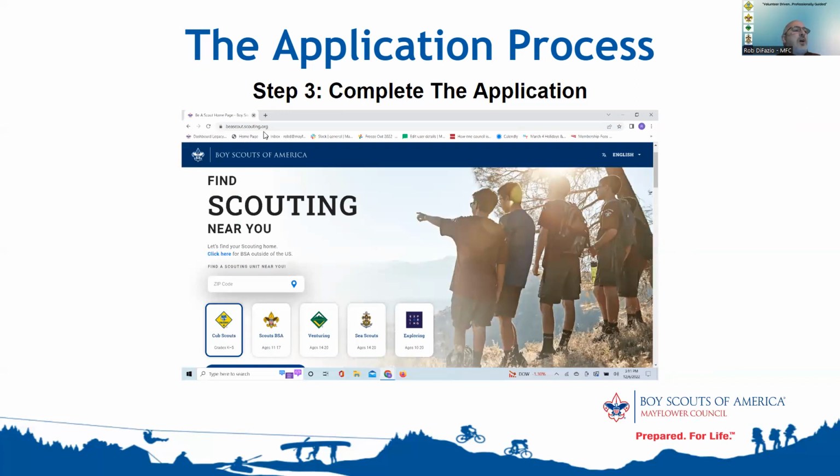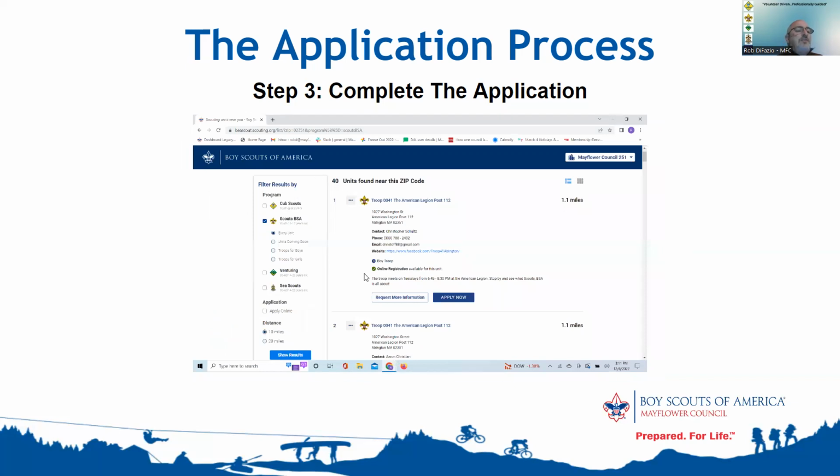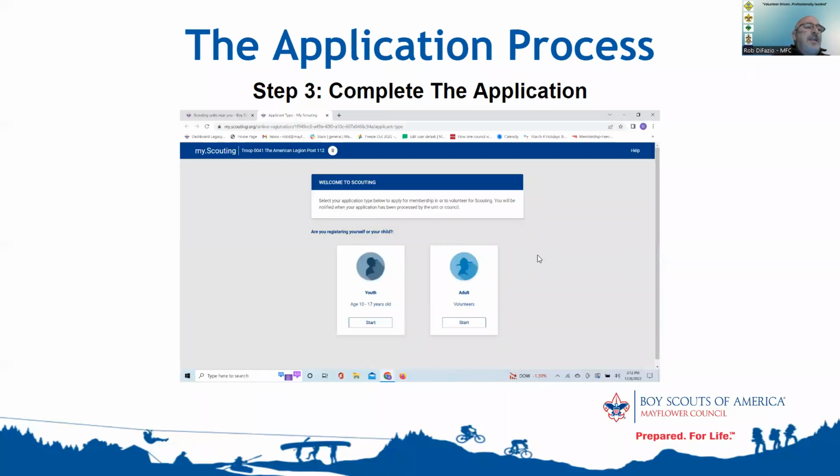They're going to go to beascout.org and enter their zip code and look for the unit that they're going to be applying for. When they do that, the units are going to come up and they're going to select the Apply Now button underneath the link for the unit they're going to be with. The next screen probably looks familiar if you've been helping out your youth with filling out their online applications. But in this part here, they're obviously going to select the volunteers section.